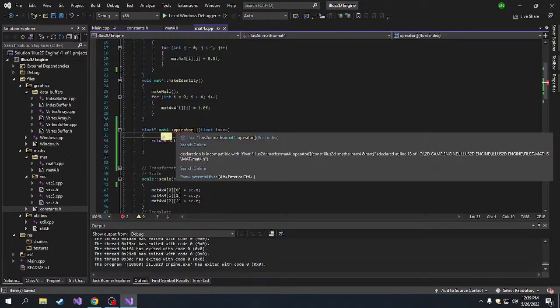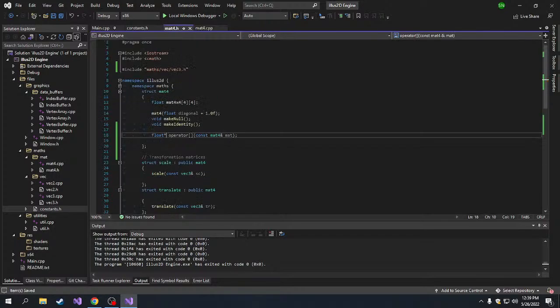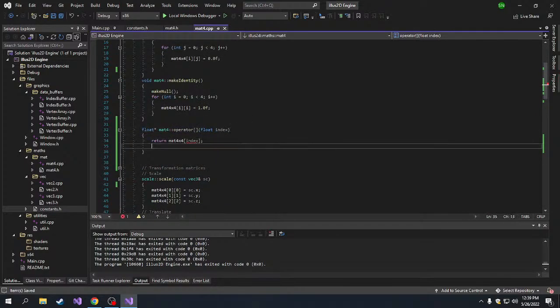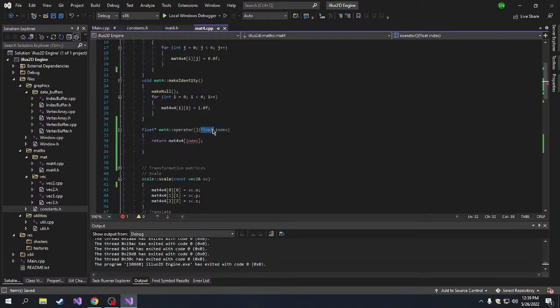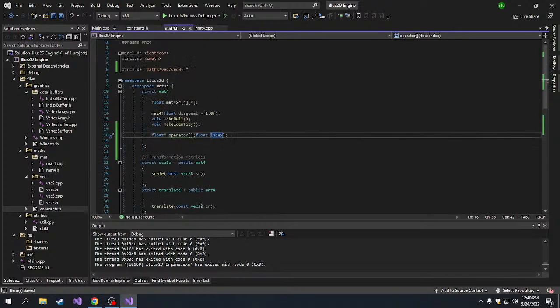Error for some reason, incompatible. Declaration is incompatible, of course. We're going to get an index, and it should just work, and it does not. It does not work. Unscoped enum type. Oh, it needs to be an int. No, but never mind. Let's define this to be an integer. Int index.